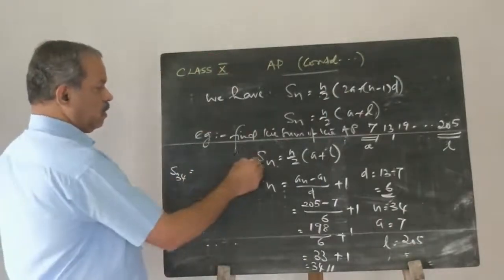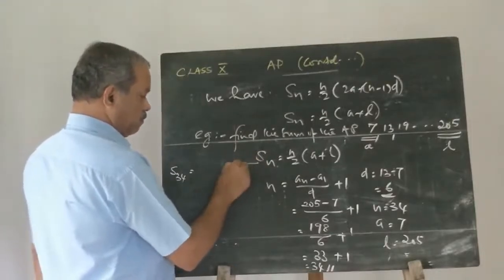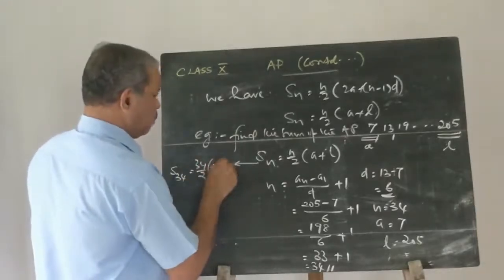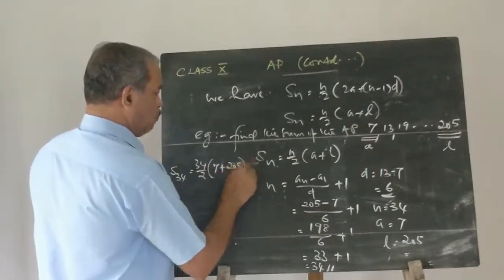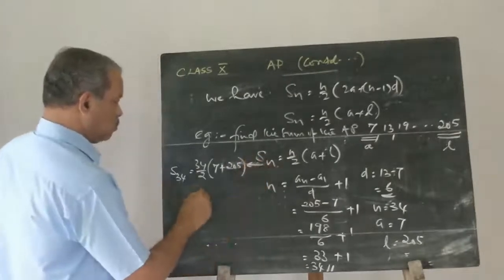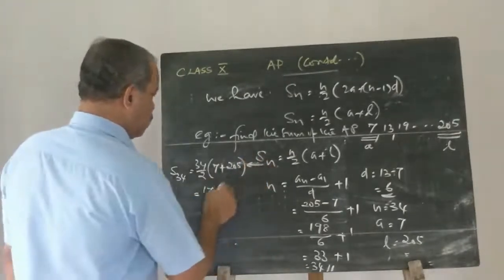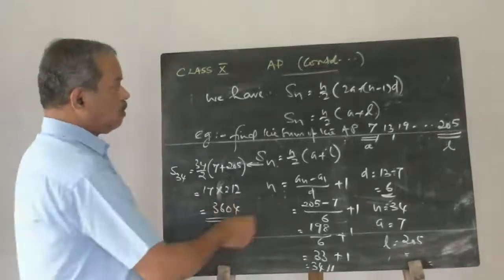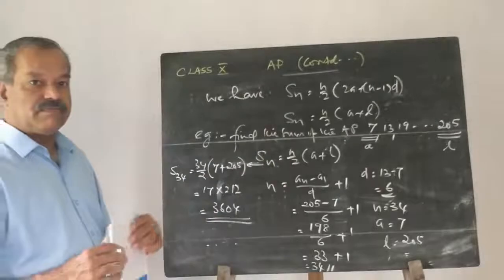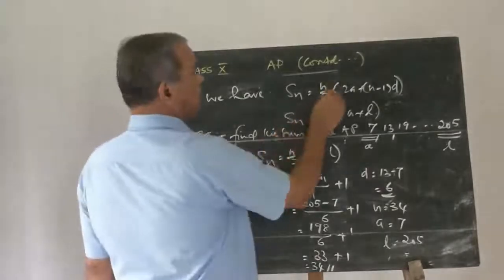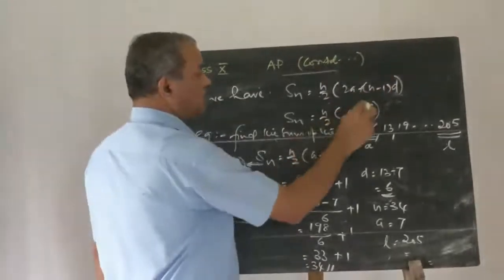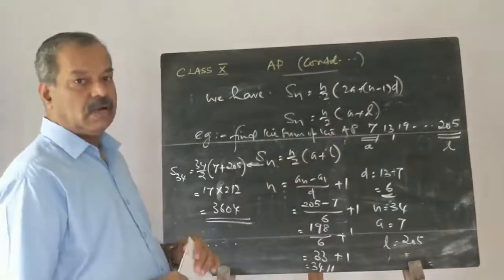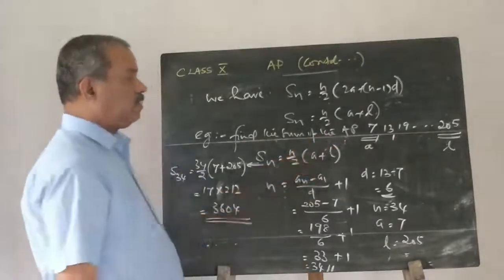S34 is equal to n by 2, 34 by 2 into a, 7 plus l, 205, is equal to 17 into 212, 3604. So either to find the sum of n consecutive terms or the first n terms of an AP, we can use either n by 2 into 2a plus n minus 1 into d or n by 2 into a plus l. We can choose this according to the context in which the given AP is.